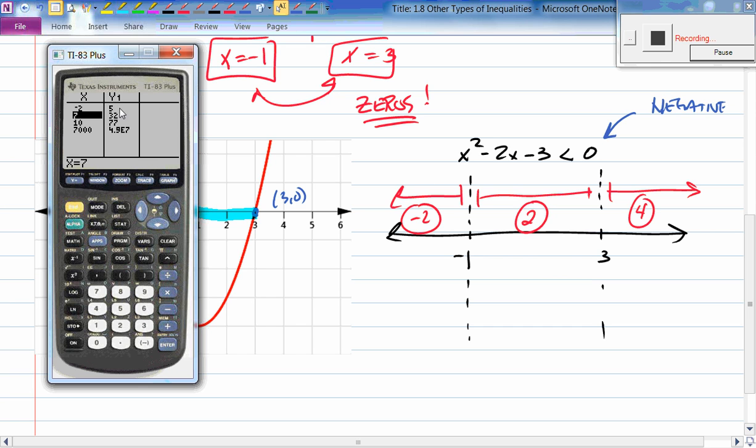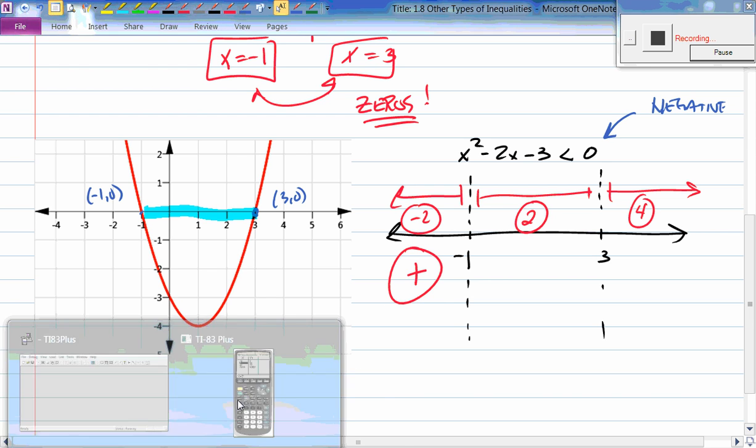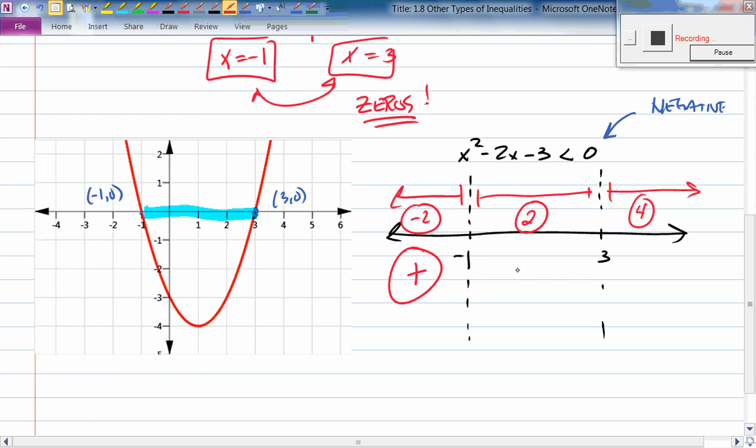Look at the output. Is the output a positive number or a negative number? It's a positive number. So that means that in this region over here, all these numbers are guaranteed to be positive. You see where this is going? So in that middle region, if I ask the calculator to give me an output of 2 for this particular function, ask 2, check out the output. Is it a positive or negative number? It's a negative number. So all of these are negative.